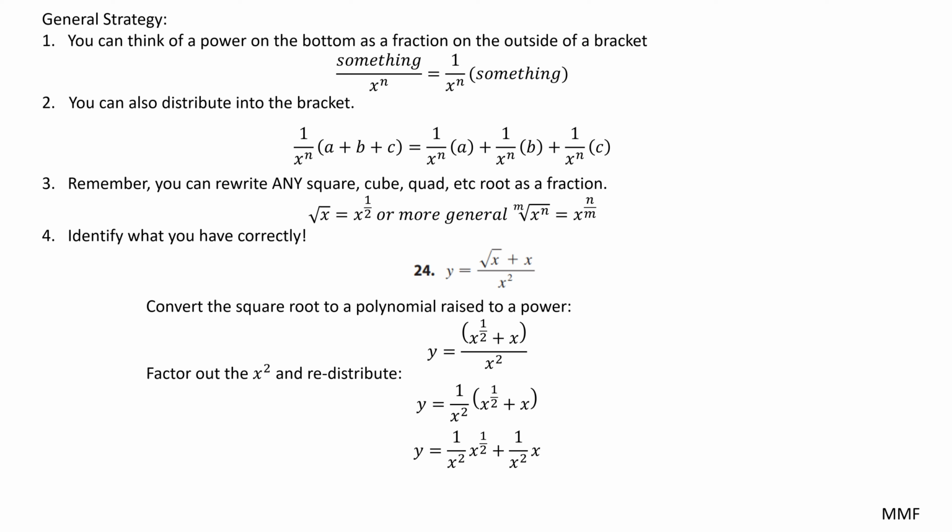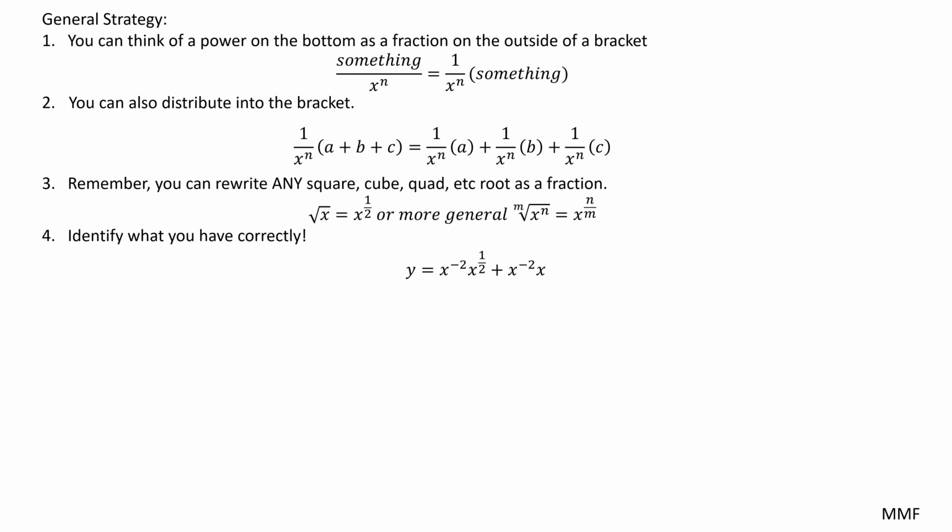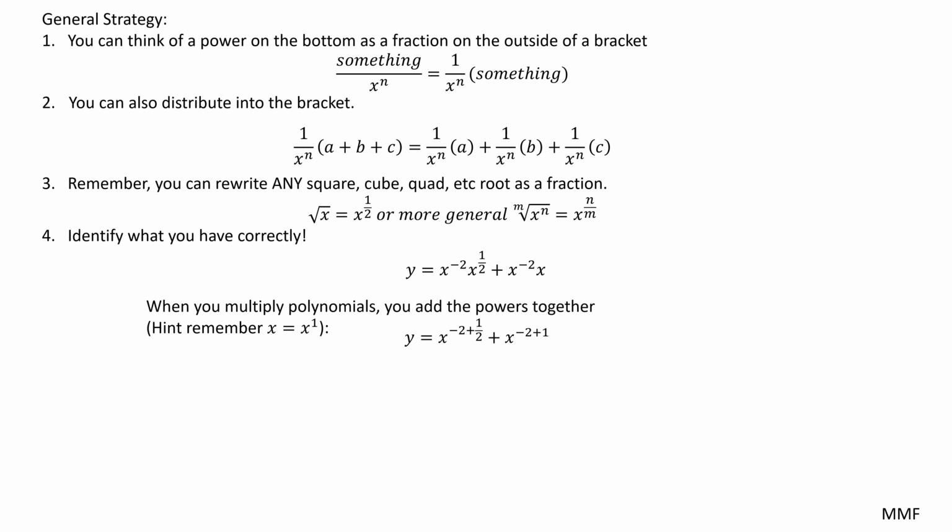Now there's one more trick that you can use, which is when you're moving a power from the downstairs to the upstairs, you can basically just negate it. So in this case, that 1 over x squared is really the same as x to the power of -2. And now you're multiplying powers together, right? And when you multiply powers together, you add the powers.